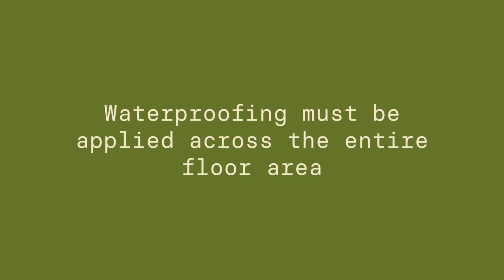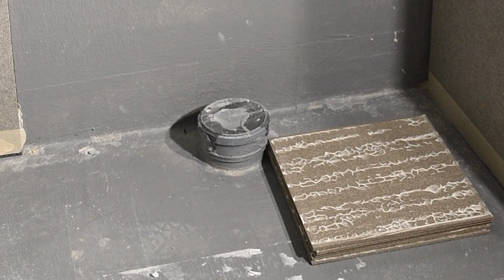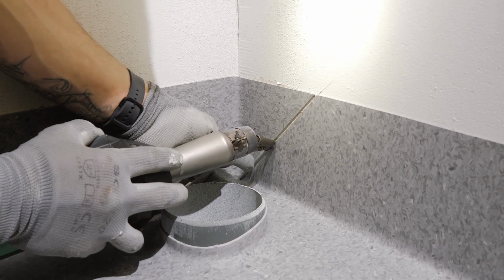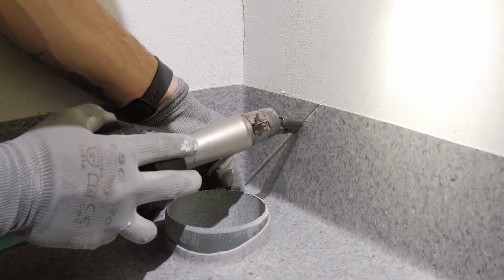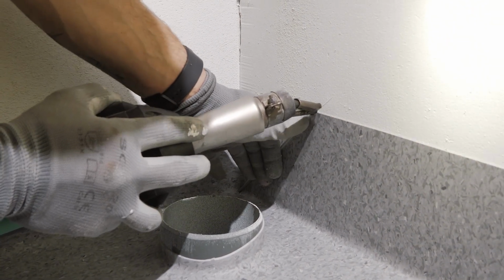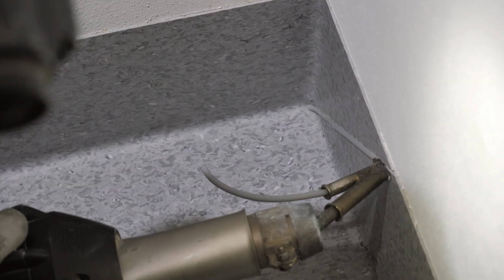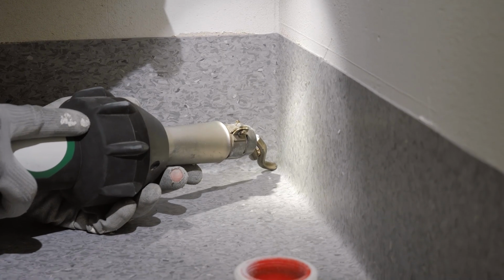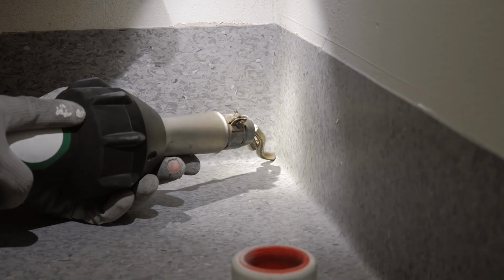Waterproofing must be applied across the entire floor area and extended up the walls to a specified height from the floor surface, for example up to 15 centimeters. Waterproofing can be done either using a PVC-based material or a strong fabric coated with a waterproofing mastic. After installing the PVC covering, the seams must be carefully sealed.